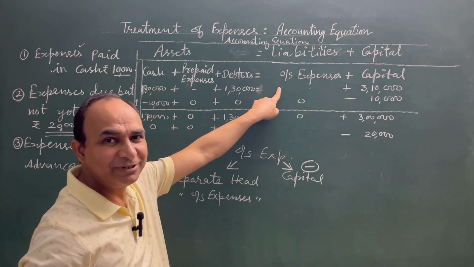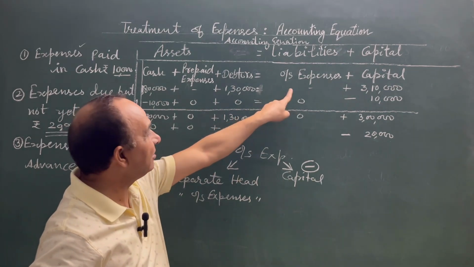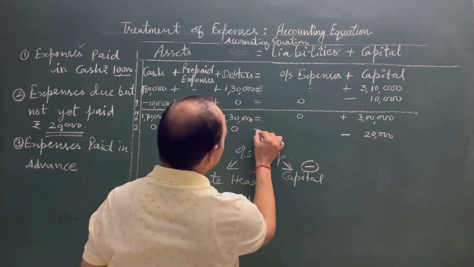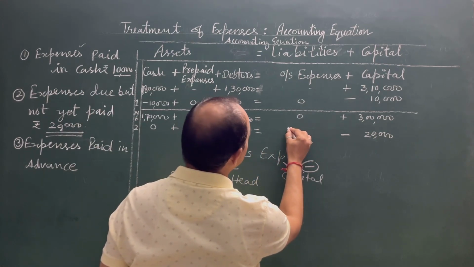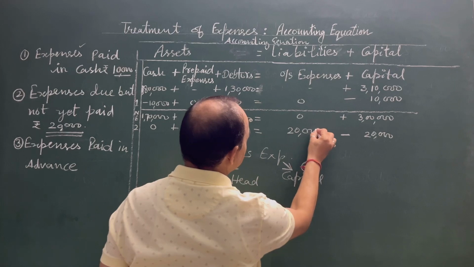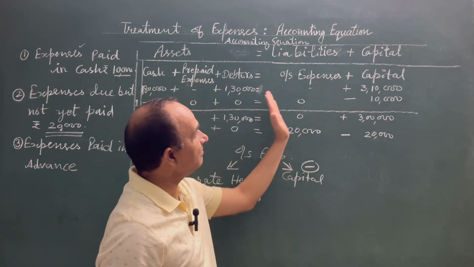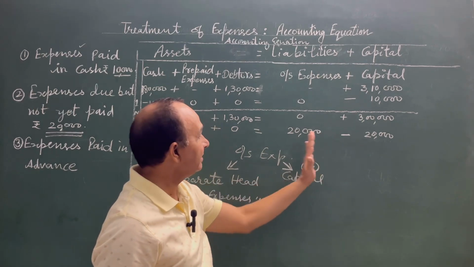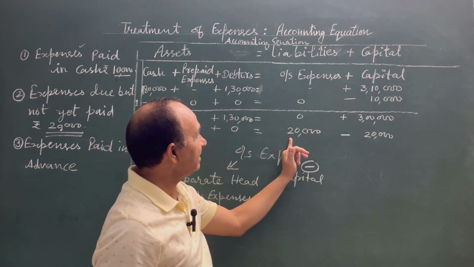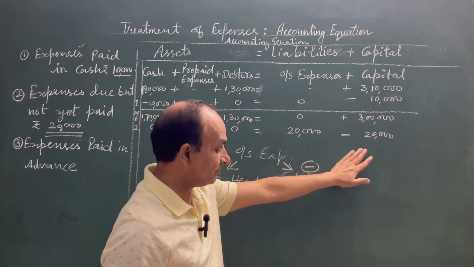We have already included, titled as outstanding expenses. It will be shown there, amounting to rupees 20,000. It means its effect is always on the liability plus capital side. It will be shown under this head, outstanding expenses, and deduction from capital.